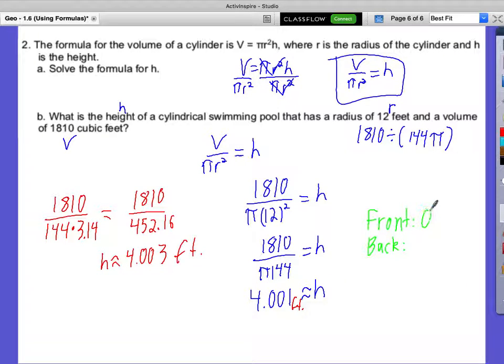On the front, I want you to do only the odds. On the back, I want you to do all of them, okay? On the front, only the odds. On the back, I want you to do all of them, okay?